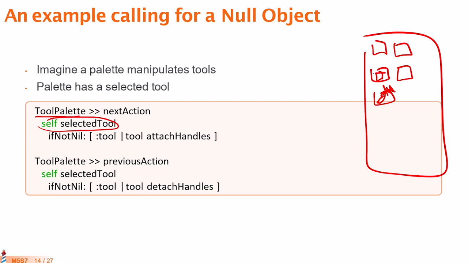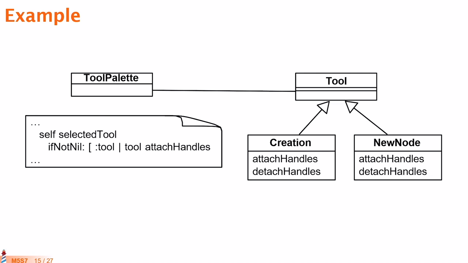Now, it may happen that we have no selected tool at all. So the program should behave properly when no tool is selected too. If we check the code, it is asking all the time: if the selected tool is not nil, I will do something. Or in the previous action method, if I have a selected tool, if it is not nil, I will do something else.